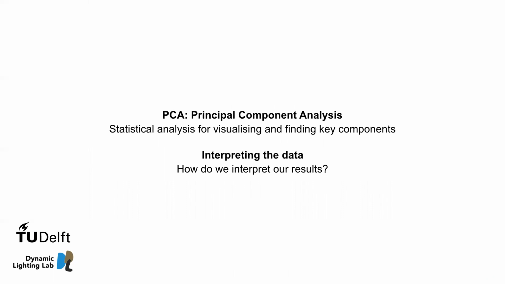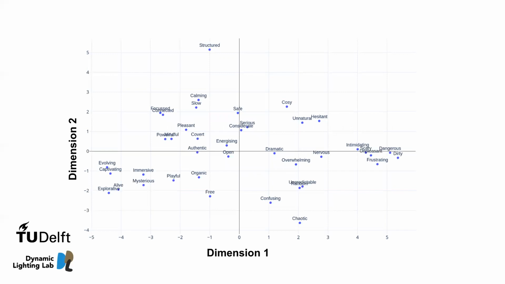The analysis that we used is called a PCA, a principal component analysis, which is a statistical analysis for visualizing and finding key components. And in order to explain better what this actually translates to, I will give you an example. And the key element of this is, how do we interpret these results? So we plotted all of the words and the responses given by the participants in a system of axes. This we call the dimensions.